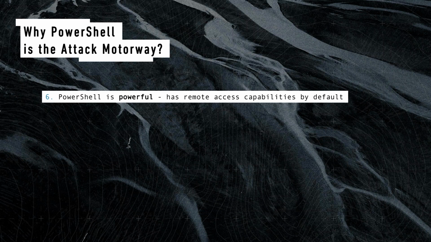Number 6, PowerShell is powerful. It has remote access capabilities by default and allows you to do practically anything you want in the Windows environment. All you have to do is write a piece of code within PowerShell, and you can do anything from pulling information to pushing config changes. And most importantly, these can be done remotely. So now the adversary has a really powerful tool that they can use discreetly on endpoints to do malicious activities. And we'll go more into what those malicious activities will be.